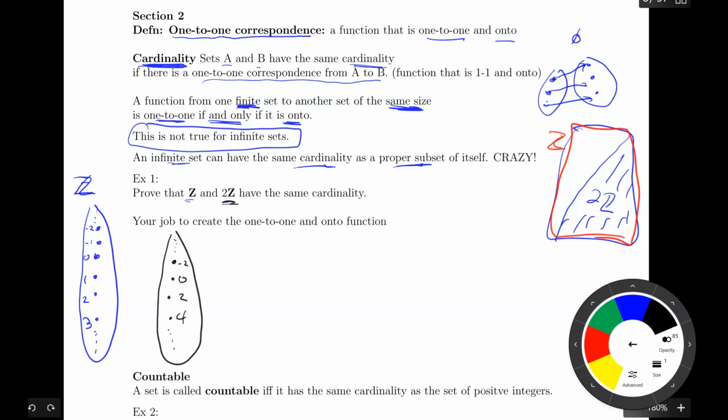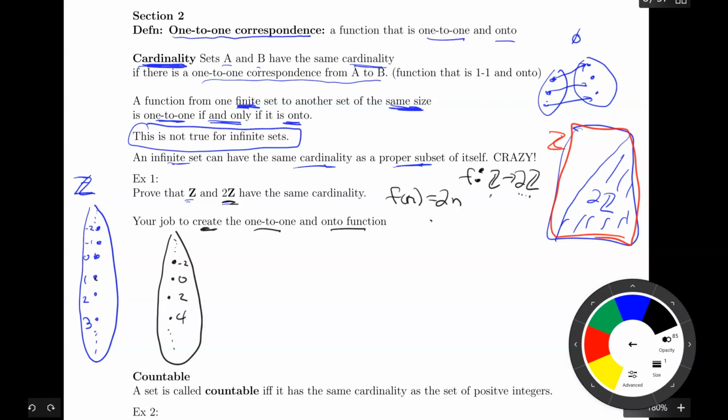So I am going to create a function. I have to create a function that is both one-to-one and onto. My function is going to be f of n equals 2n. That takes an integer in, and f is going to go from the integers to the even integers. You have to know how to write this: little f with the colon, this is the domain, this is the codomain, and this is what the function does.